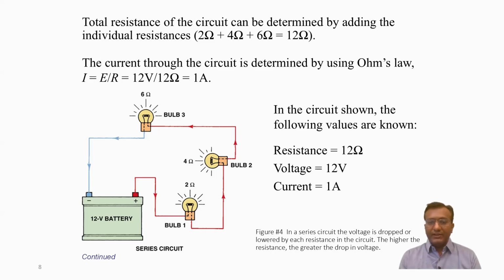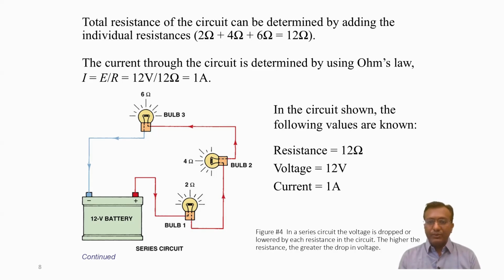Now, consider bulb number 1. For this bulb, the current is 1 ampere and the resistance is 2 ohms. To find the voltage drop, we use Ohm's law: V is equal to I multiplied by R. It gives 2 multiplied by 1, which is 2 volts voltage drop across bulb number 1.